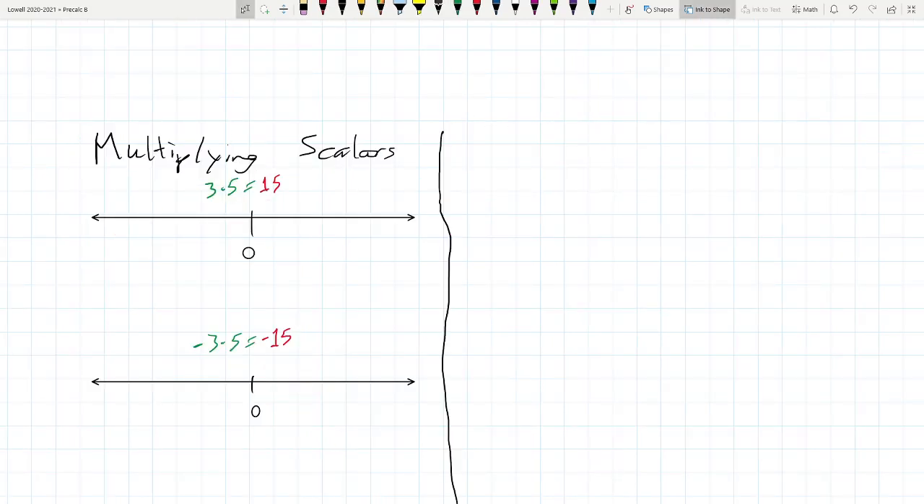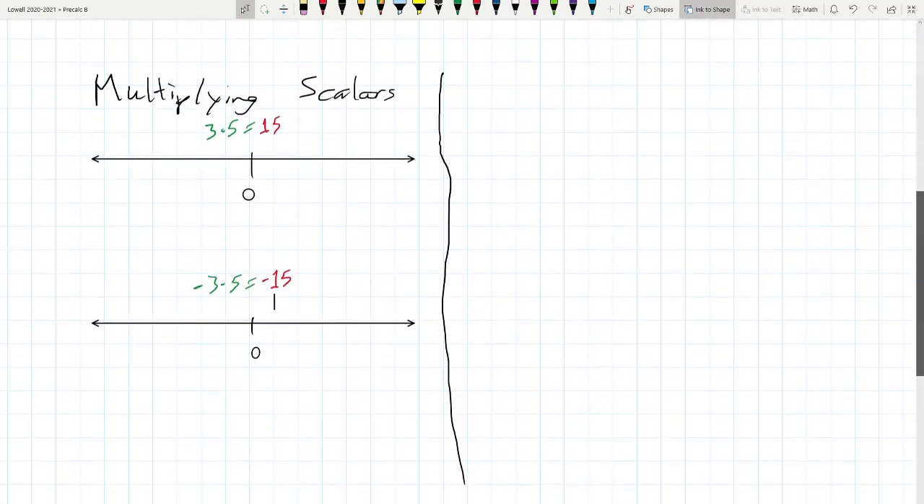Alrighty, welcome back. What I've drawn here is two number lines, and on the first number line, on top, I'm going to show how we can illustrate multiplying scalars.